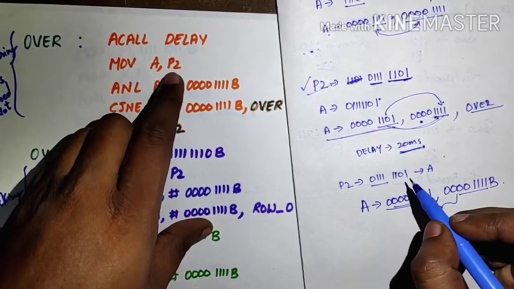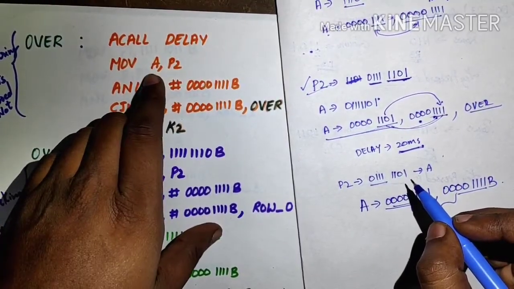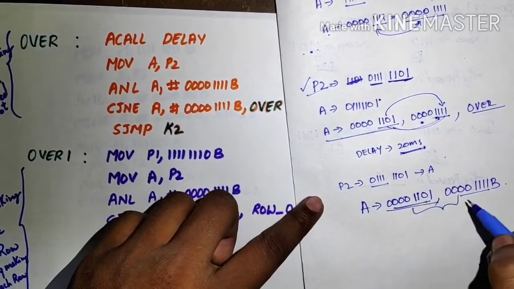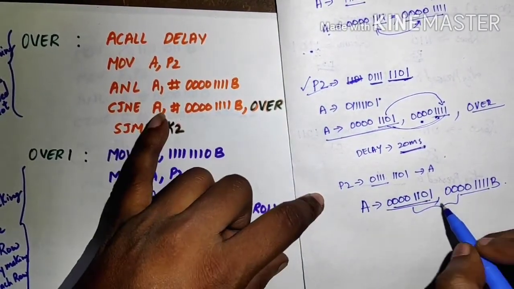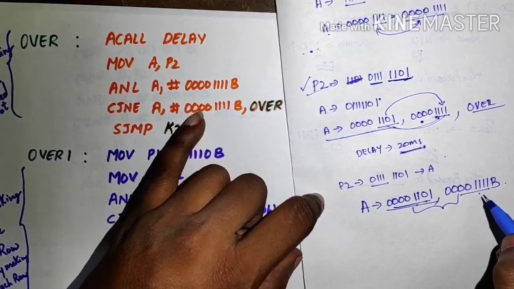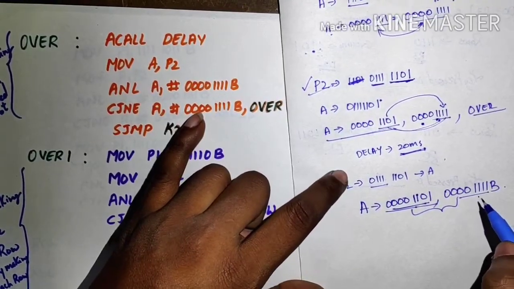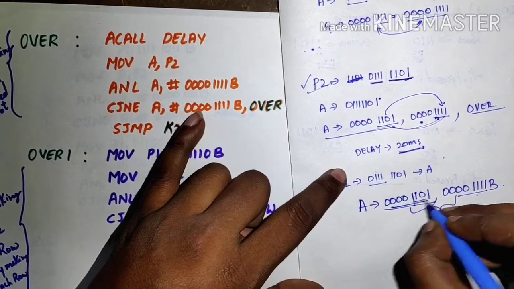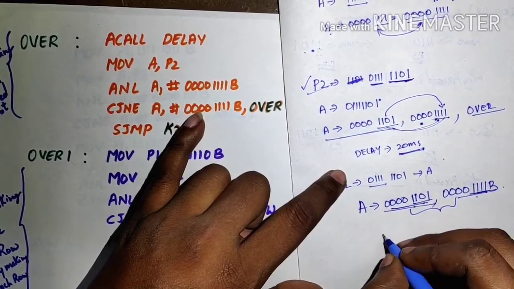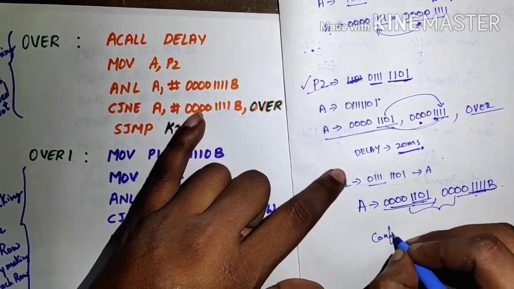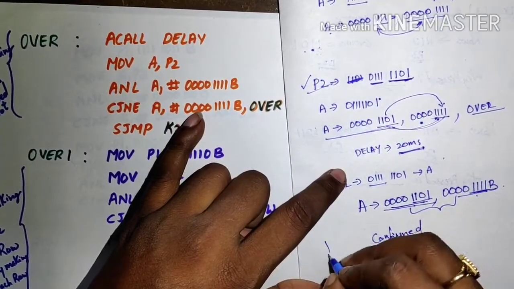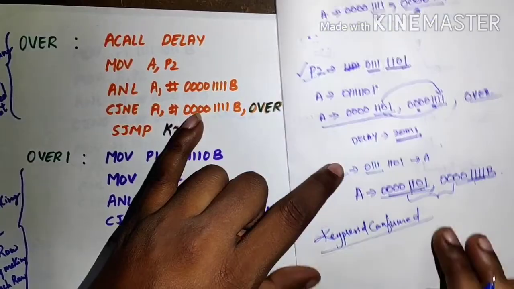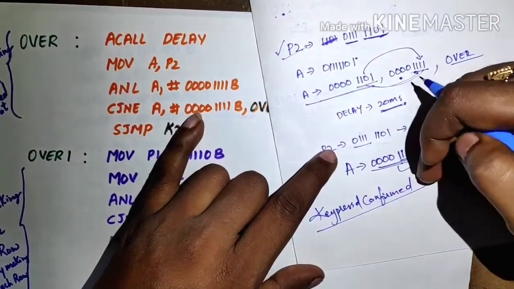Here it is reading the port 2 value, and here we are masking it. After masking, again we are comparing the value of port 2 with this no key press condition. Again these two values are not equal. That means a key press has been confirmed. Okay, so now the key press has been confirmed.